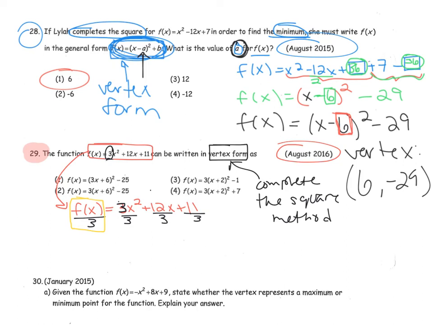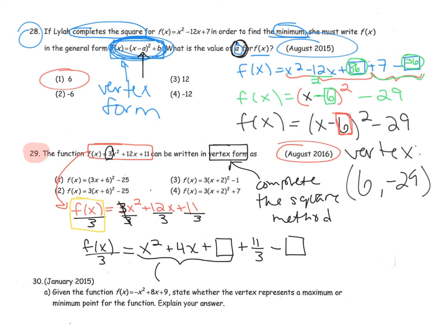Okay, these cancel. So I have f of x all over 3 is equal to x squared plus 4x plus that blank term plus 11 over 3 minus the blank term. Okay, all right. We got to complete the square. Remember, it's that quantity squared. Have the b term. Half of 4 is 2. 2 squared is 4. If I add 4 here, I better be subtracting 4 here.